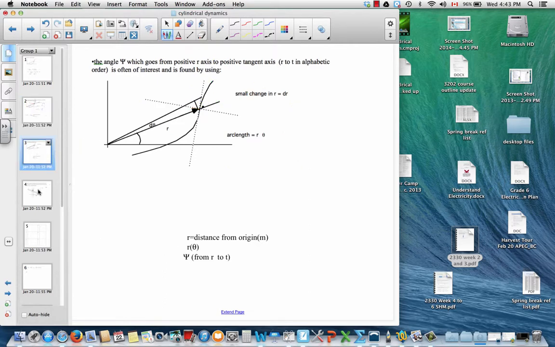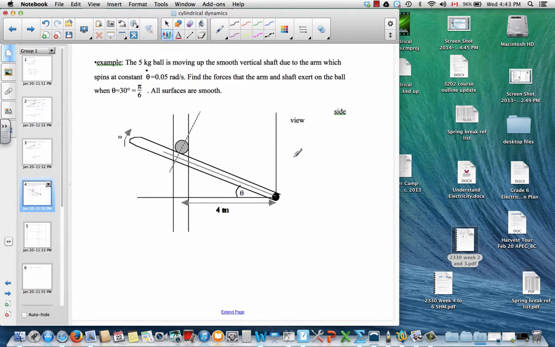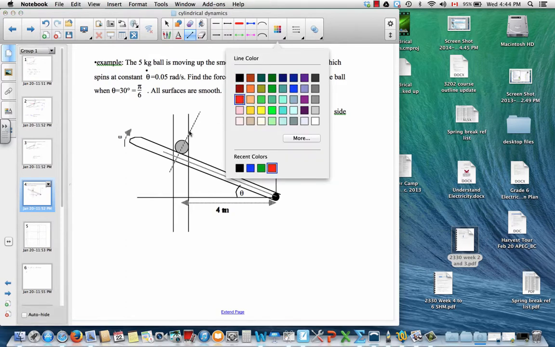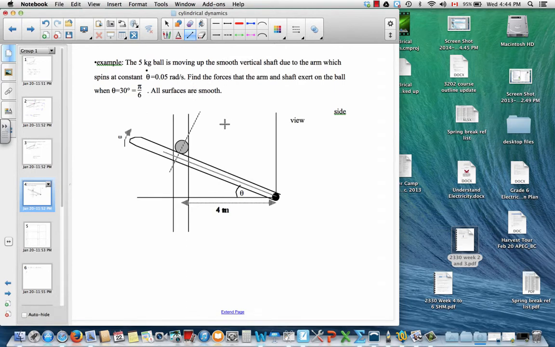Okay, so that's just a repeated page. Here's our first example in cylindrical dynamics. We have to start with the force diagram. So let's try this again. Draw the forces on here. Now, what we've got here is a little marble that's being pushed by this rotating rod, and the marble is constrained to ride up and down in this vertical shaft. It is vertical. We're looking at this from the side view, so there will be a gravitational force vector here.